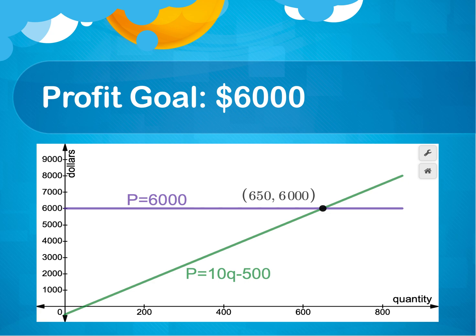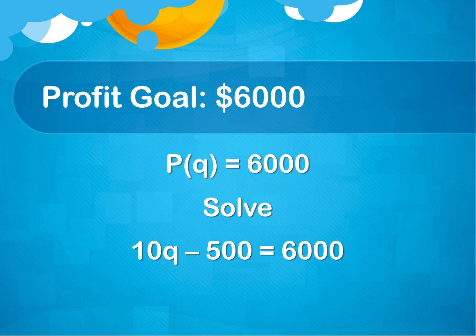So I have a graph here. I have my profit function, and I want to know when my profit will first meet or exceed the $6,000 mark. So here I've put in the profit function at 10Q minus 500, and then I put in the threshold. We want a profit equal to 6,000. So if I graph these two lines and find the point of intersection, I find a point of intersection of 650 shirts at $6,000. So this suggests that if I were to produce and sell 650 shirts, I would end up with a profit of $6,000.